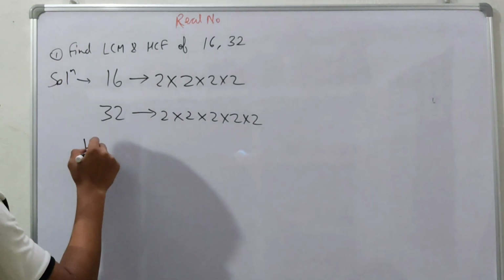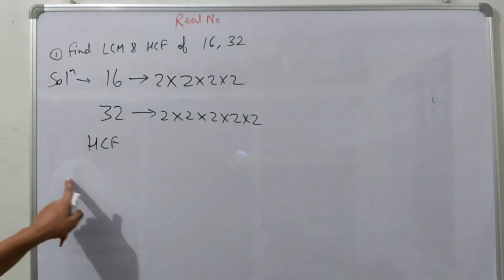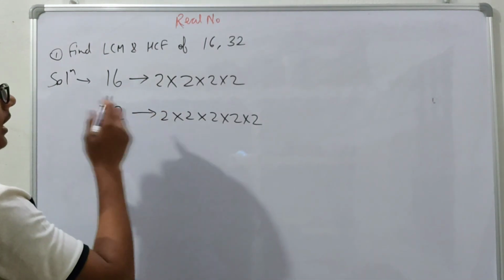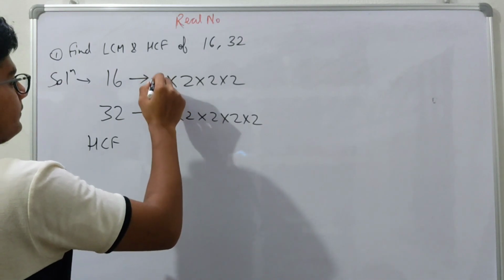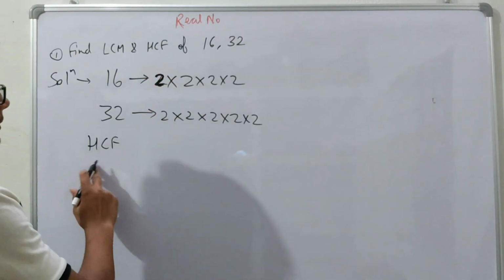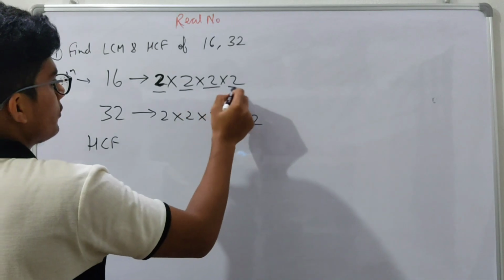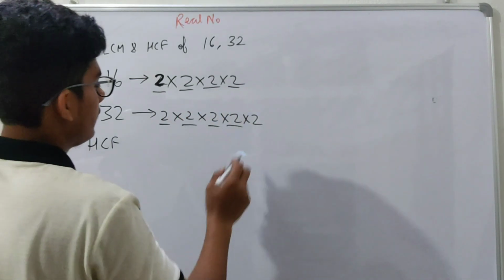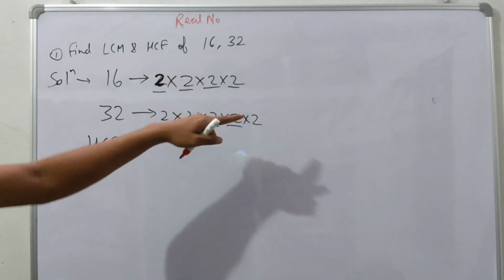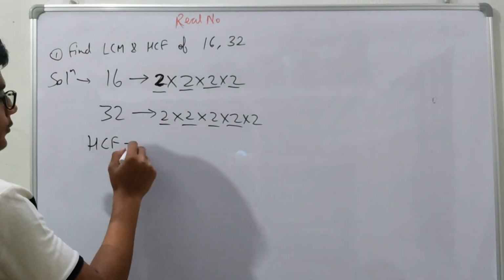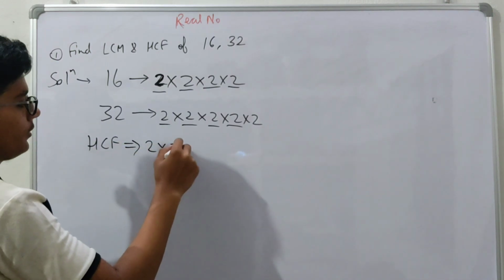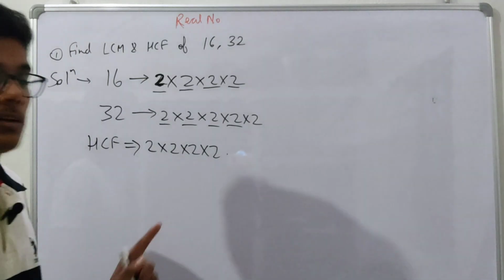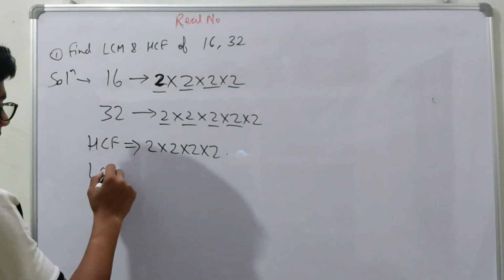Now, how do I find HCF? HCF is the highest common factor. So, what is the highest common factor here? You can clearly see 2 into 2 into 2 into 2. There is 2 to the power 4 here and 2 to the power 5 here. So 2 to the power 4 is common in both. So here HCF will be 2 into 2 into 2 into 2. Clear?